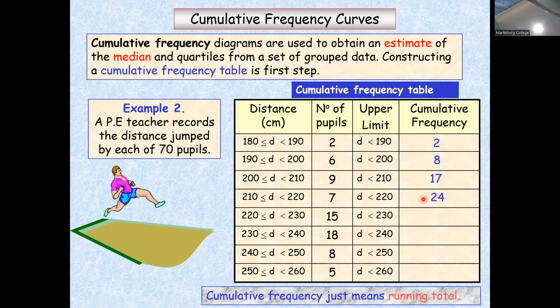And we carry on with the process. The next value would be 39. Then we're adding 39 to 18. That gives us 57. Then we take 57 plus 8, 65. And lastly, we take our 65 plus 5, giving us a grand total of 70.